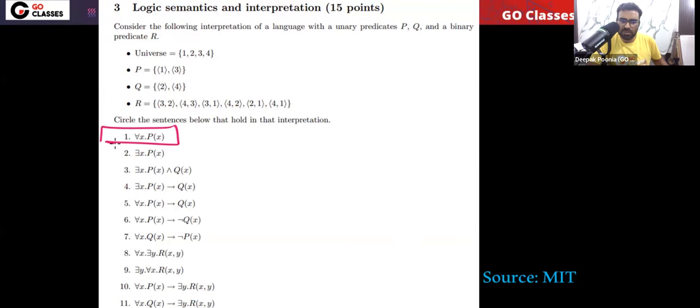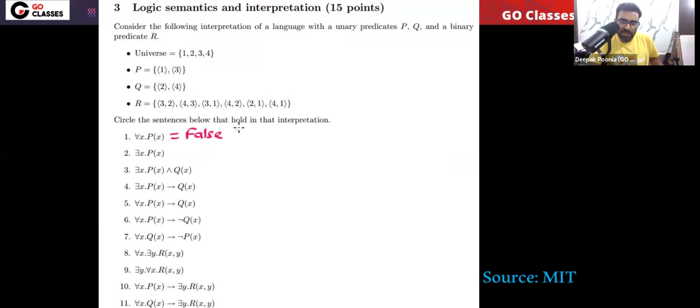Now tell me, is it true that for every element in the domain, P is true? In the domain, we have 1, 2, 3, 4 these elements, but P is true only for 1, 3. P is false for 2, 4. You can see. So I can say this is false, because for all the elements in the domain, P is actually not true. P is true for 1, 3. P is false for 2, 4. So this will be false.